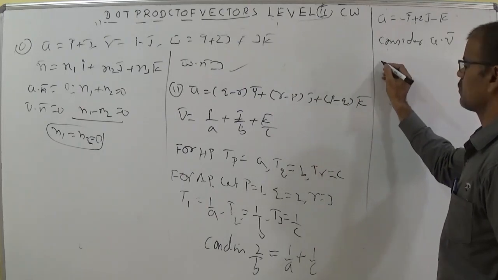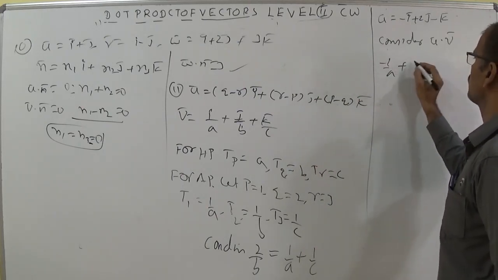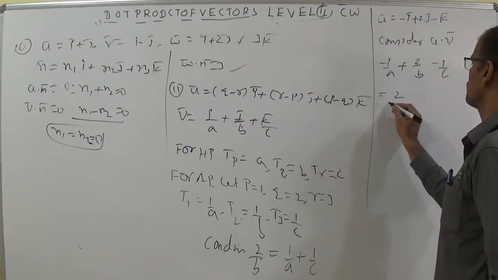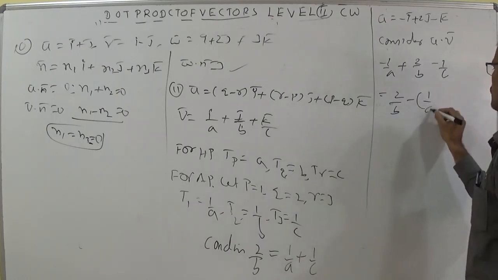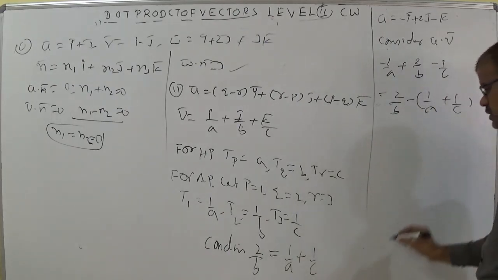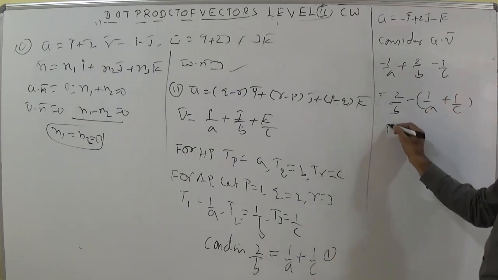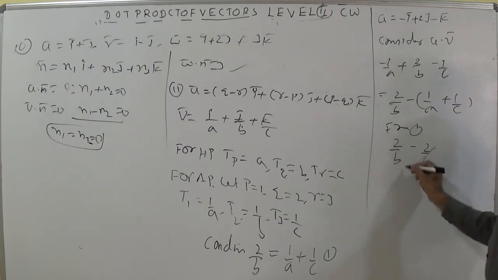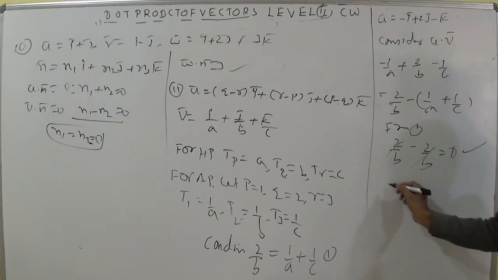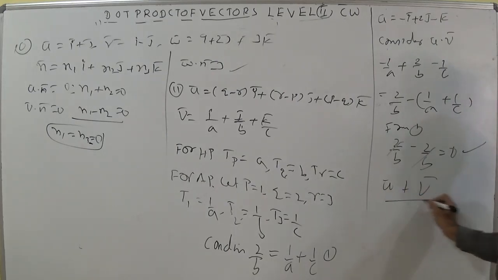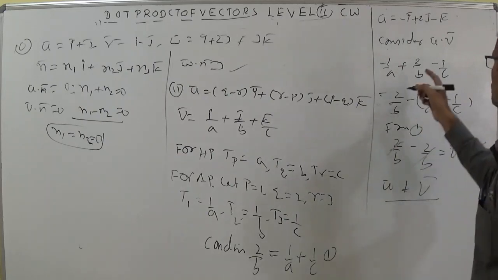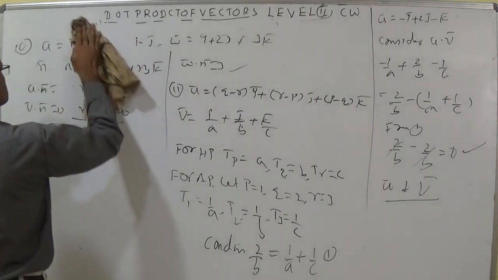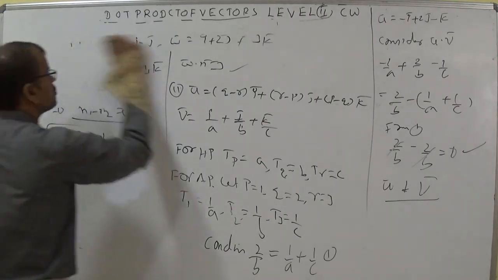If U bar dot V bar we done, it becomes minus 1 by A plus 2 by B minus 1 by C. So you can write here 2 by B minus of 1 by A plus 1 by C. Condition you put here equation 1. From 1 you write here 2 by B minus 2 by B. So 2 by B get cancelled, 0. Therefore U bar perpendicular to V bar. So whenever the dot product is 0, the two vectors are said to be orthogonal. Here he given the two vectors is orthogonal as option 2.